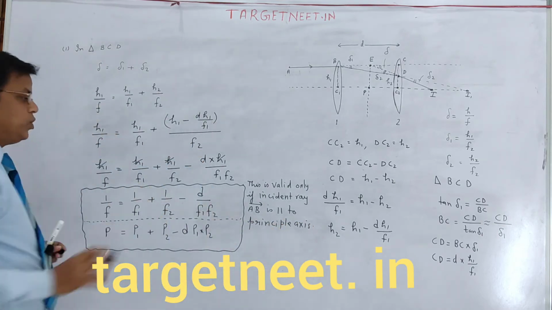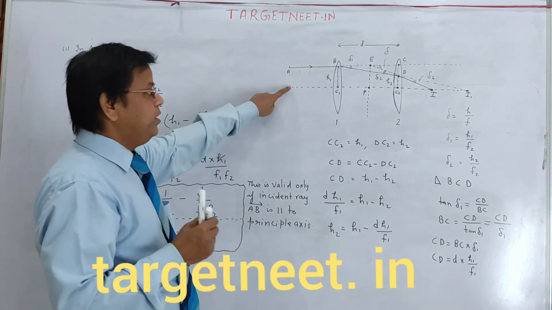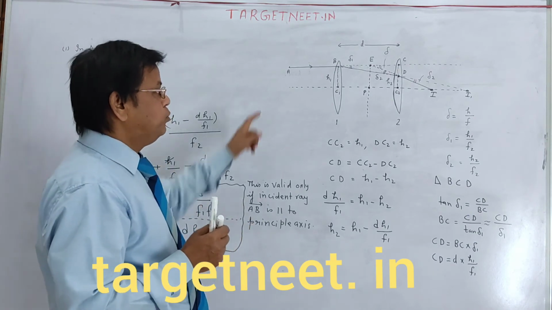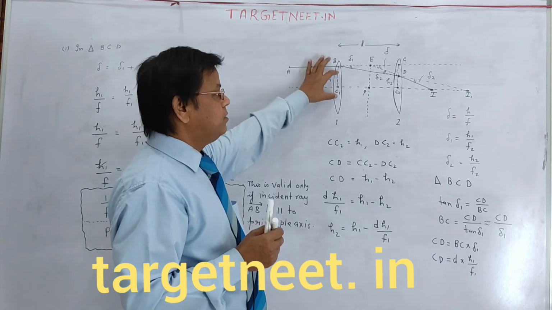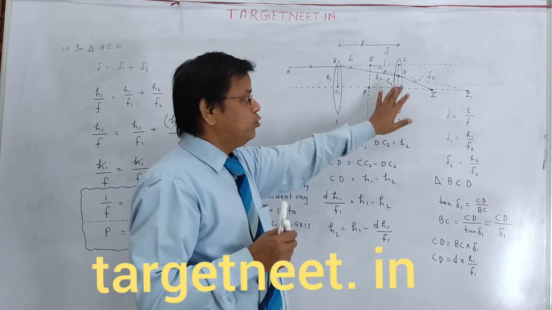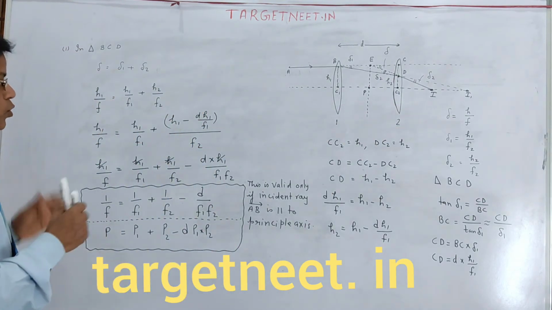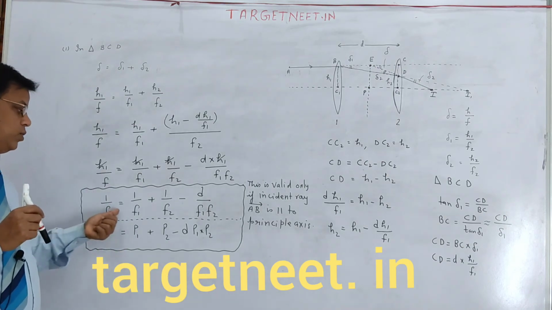Only then can you use this relation. If the object is at a finite distance, if the object is somewhere here, then you can't use this relation. Then you have to take a refraction from the first lens first, then the image of the first lens will behave like an object for the second lens, and then take a refraction through the second lens and find the final position of the image. So you have to take a refraction through the lenses separately. You can't use this formula.